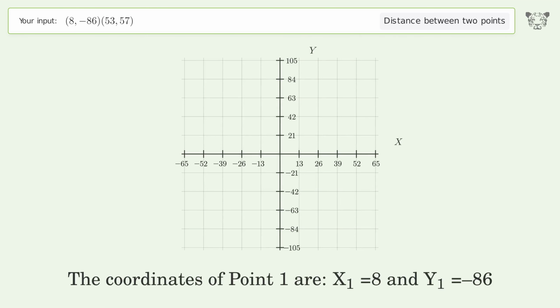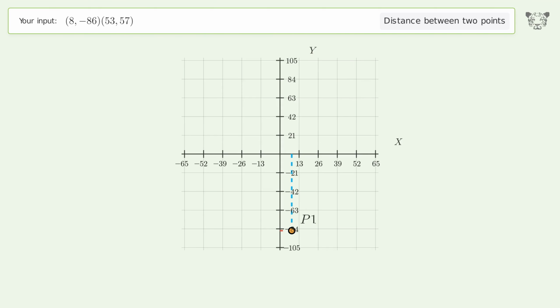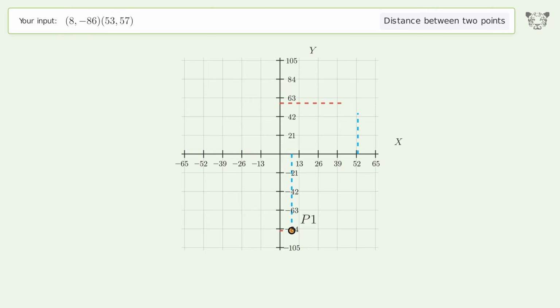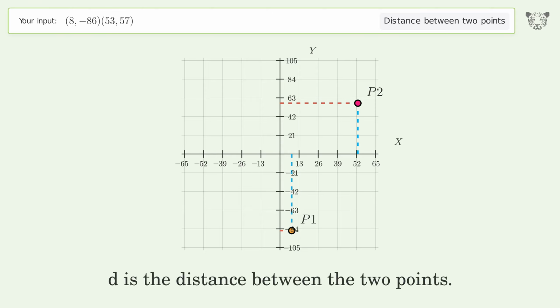The coordinates of point 1 are x1 equals 8 and y1 equals -86. The coordinates of point 2 are x2 equals 53 and y2 equals 57. D is the distance between the 2 points.